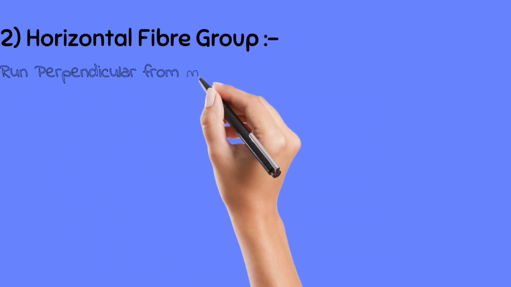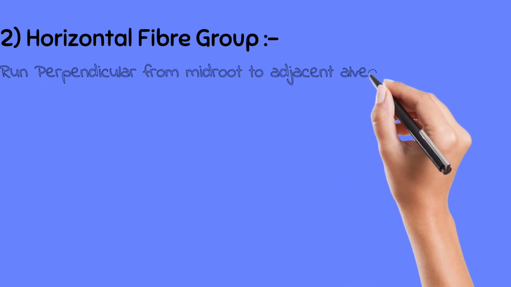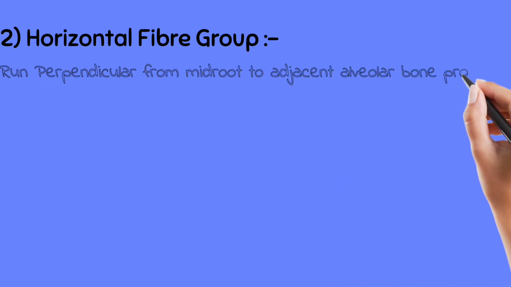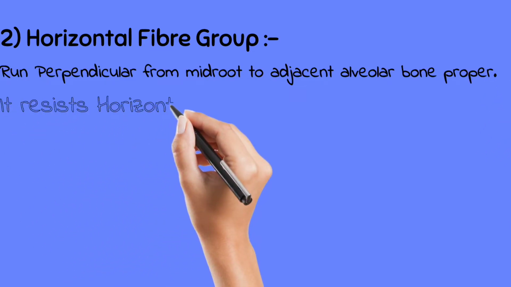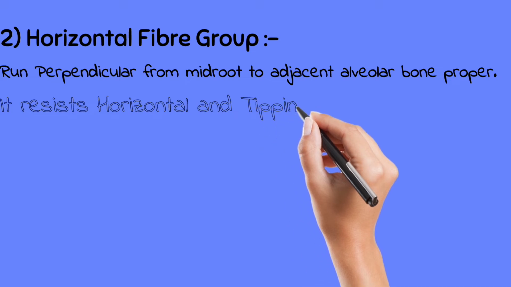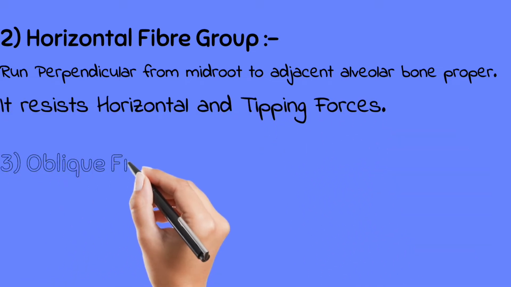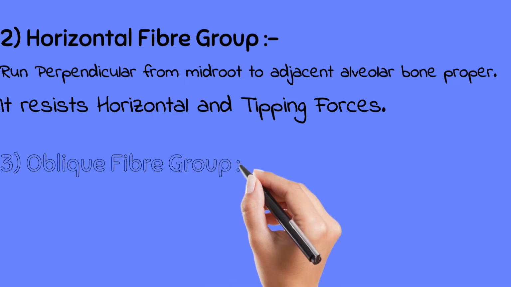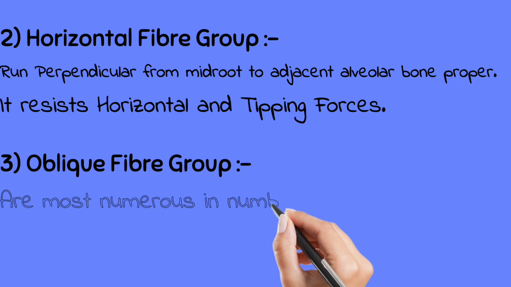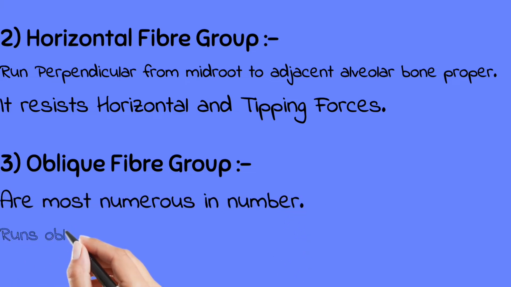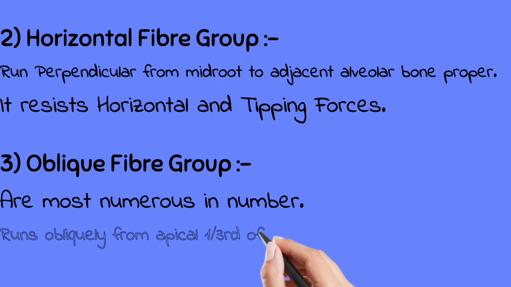Next, we have the horizontal fiber group. These horizontal fibers run perpendicular from the mid-root to the adjacent alveolar bone proper, and they resist horizontal and tipping forces. Third, we have the oblique fibers. These oblique fibers are the most numerous, and they run obliquely from the apical one-third of the root to the adjacent alveolar bone. Their function is to resist the vertical masticatory forces and the intrusive forces.